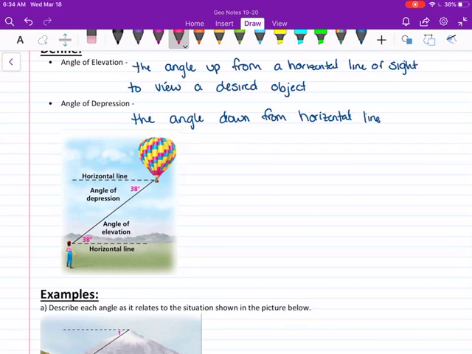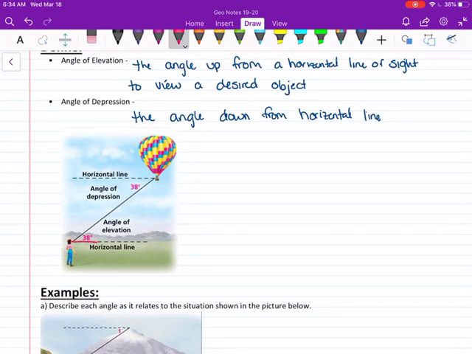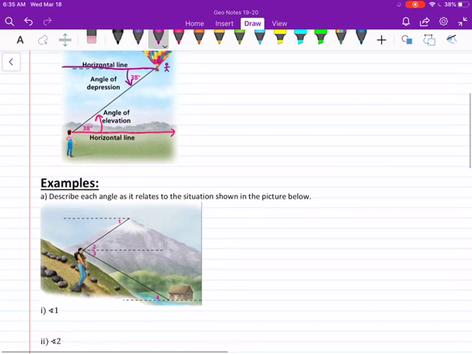So, for instance, in this picture here, we have a woman standing on the grass field looking up to a hot air balloon. So this pink line right here is her regular horizontal line of sight, but she has to look up 38 degrees to see the hot air balloon. Therefore, that is an angle of elevation. If somebody is in the hot air balloon, their regular horizontal line of sight looks like this, but then to look down to the woman, they have to look down 38 degrees.